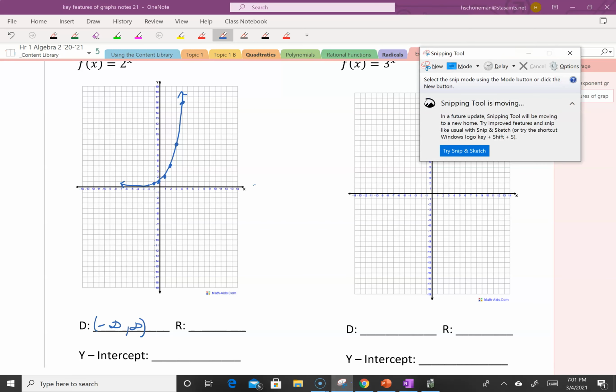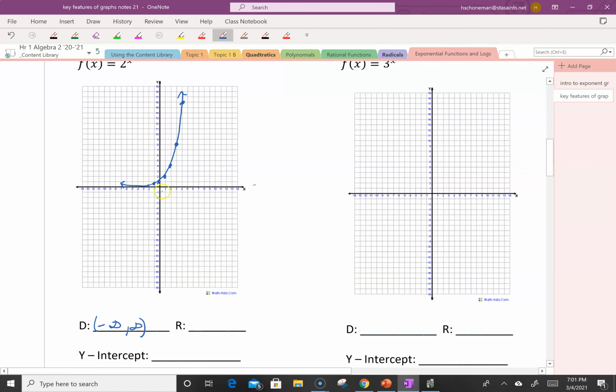The range, though, we've got to go from the bottom up. So we've got nothing, nothing, nothing. It starts at 0. Now remember, it doesn't actually touch 0. It gets really, really close. So we're just going to put a parentheses, not a bracket, and then it continues on up so it goes to infinity. The y-intercept, that's where it crosses the y-axis, and all these cross at the point 0, 1.